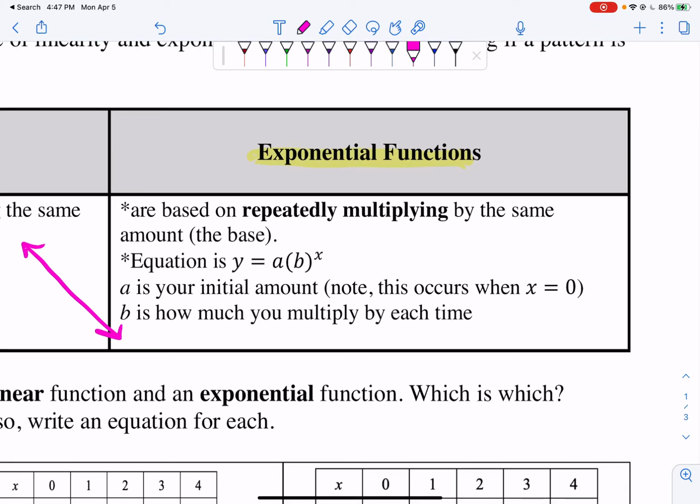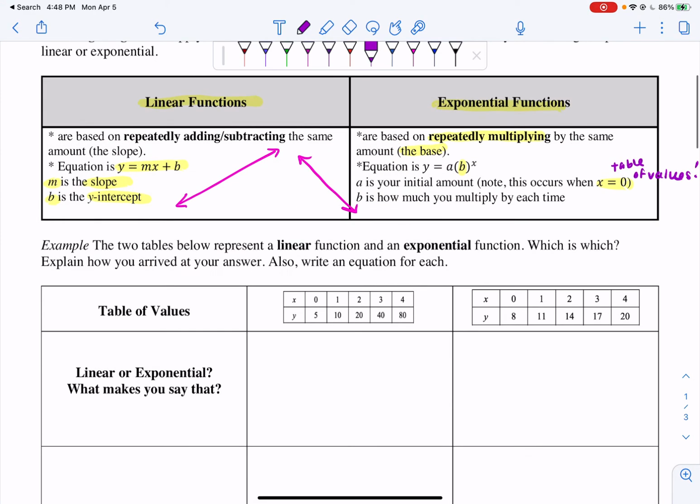Exponential functions are based on repeatedly multiplying by the same amount, or your base. And in this case, b is your base. The equation is y equals a times b to the x, so this is a little new. A is your initial amount. Note this occurs when x is equal to 0. This is big when you're in a table of values. And then b is how much you multiply by each time.